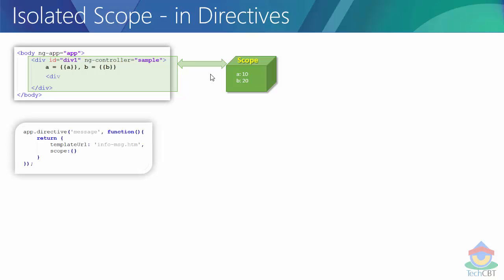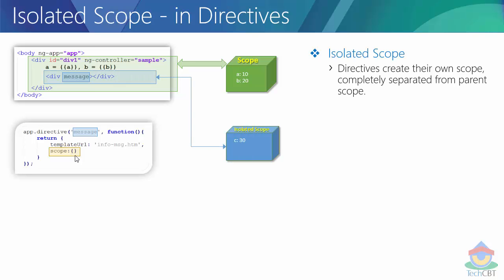So let us imagine I'm creating a new directive called message, and imagine that message is being applied to this div element. And there is something new here, that is this scope. Whenever you specify a scope with an empty object or any kind of object here, you are essentially creating an isolated scope. When I mention isolated scope, it is the scope which is completely independent of the controller or parent scope. This scope will have no relation with the parent scope. Which means these two are independent of each other and neither of the two will know about the other.